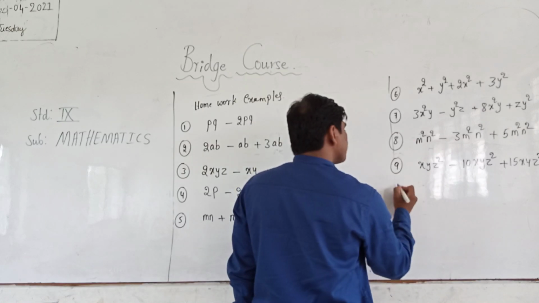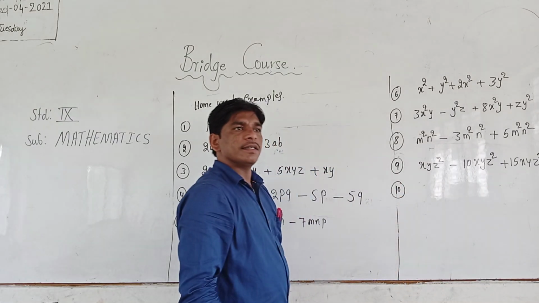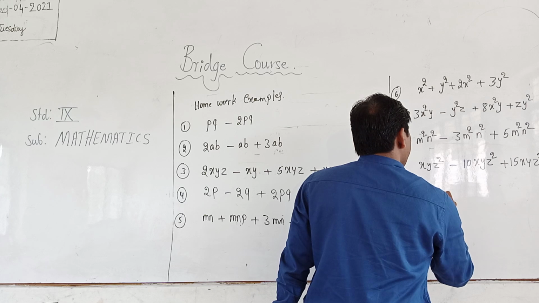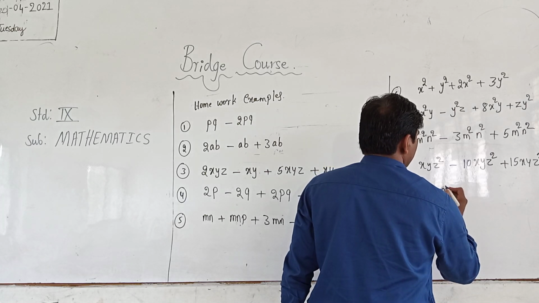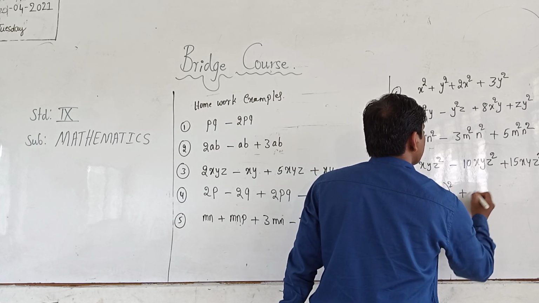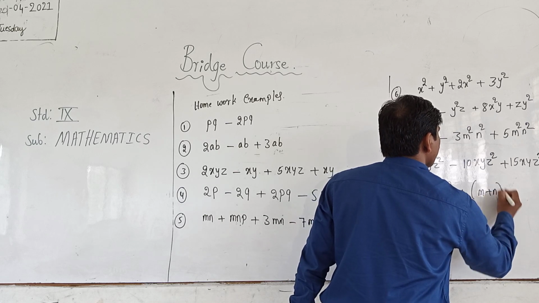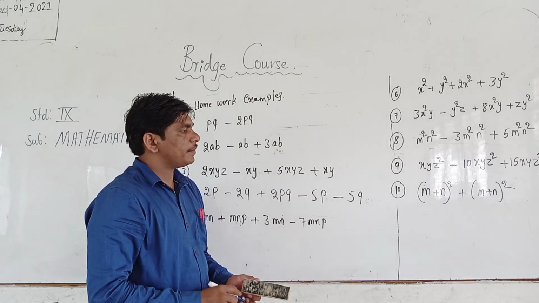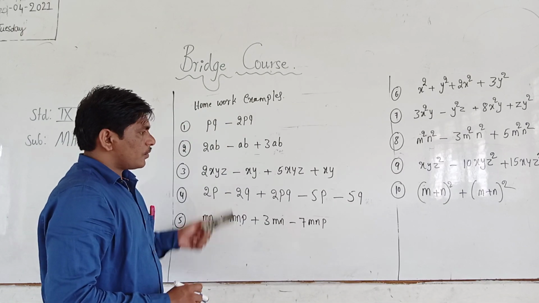And finally, (m plus n) whole square plus (m plus n) whole square. Now, this is the last example. Now, you have to solve all the problems.